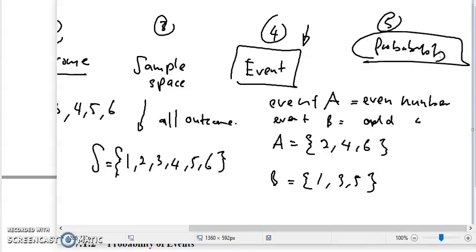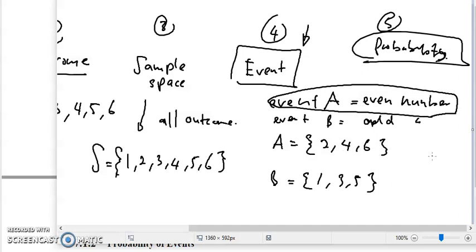For the probability, let's say you have event A, even number, which has 3 outcomes here: 2, 4, 6. So we'll have 3 out of the sample space, which is 6. So we'll have 1 over 2, which means the probability will be 1 over 2 for event A.